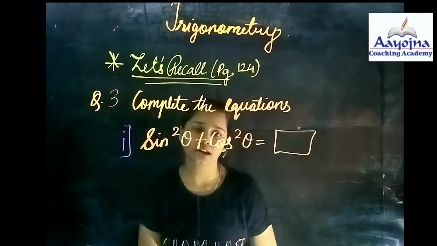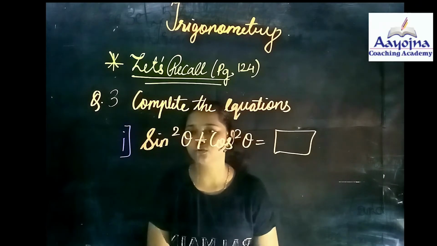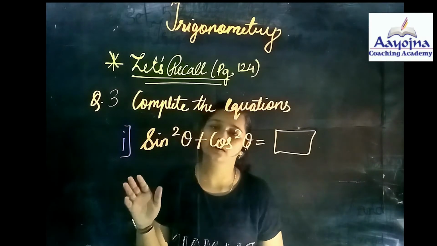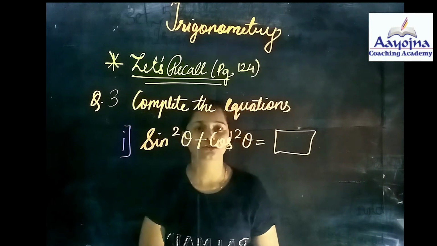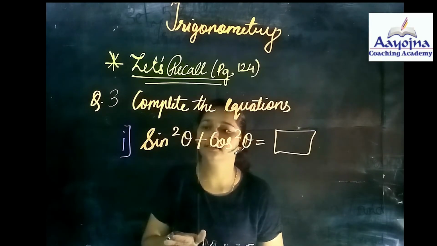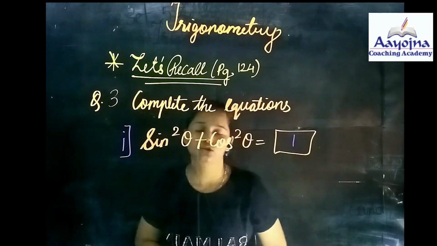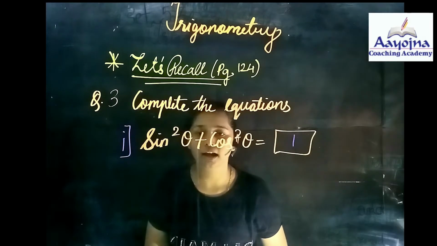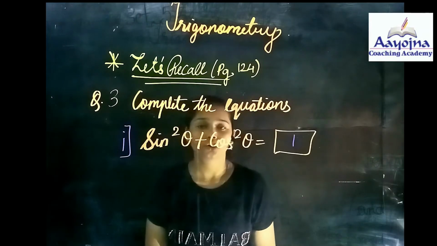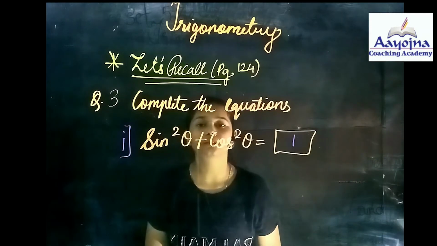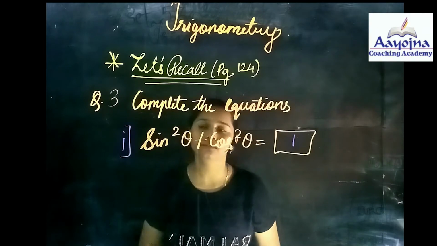This is the third question of let's recall, that is complete the equation. This equation we have done because these were the identities. So we will fill this up. Sin square theta plus cos square theta is what? I told you when we were doing the identities, it is equal to 1. So this is the answer for the third question. For the fourth question, first we need to learn the trigonometric table and then we will solve the fourth question.